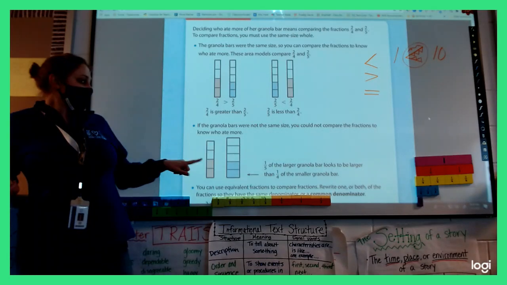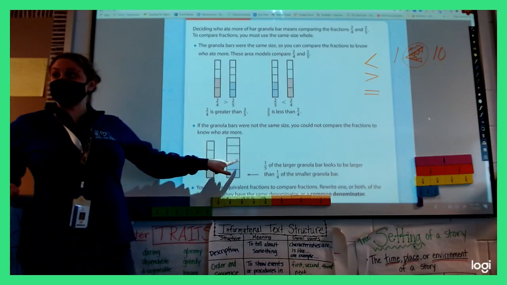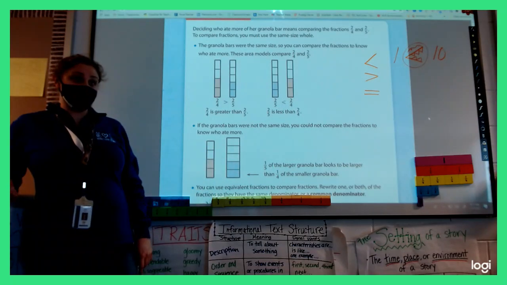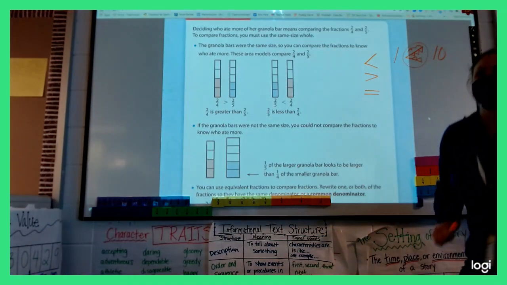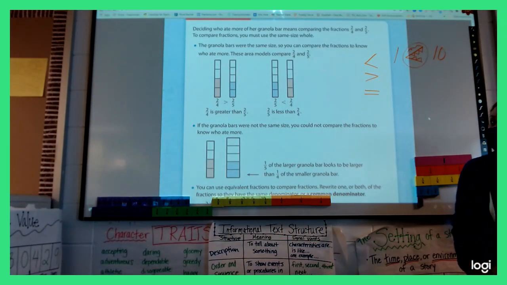Okay, I wanted to say that one more time. Everybody listen. If your granola bars are not the same size, you can't compare their fractions. Why do you think that is? Let's think that through, because that's important. Hayden, what do you think? We're not the same size. Well, if they weren't the same size and June's side was smaller and Adriana's was bigger, Adriana would have eaten less.